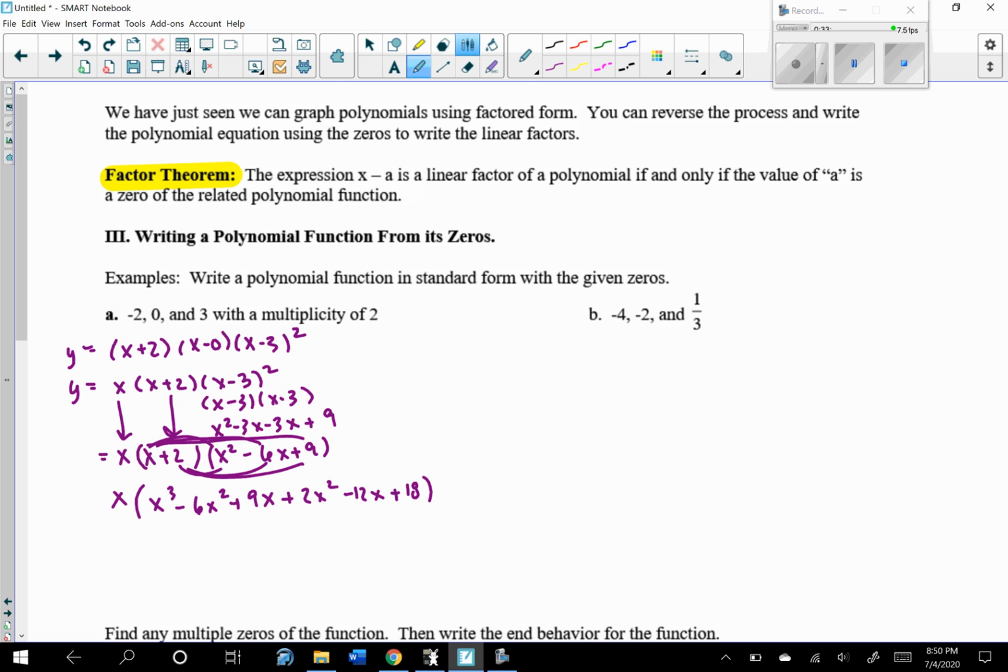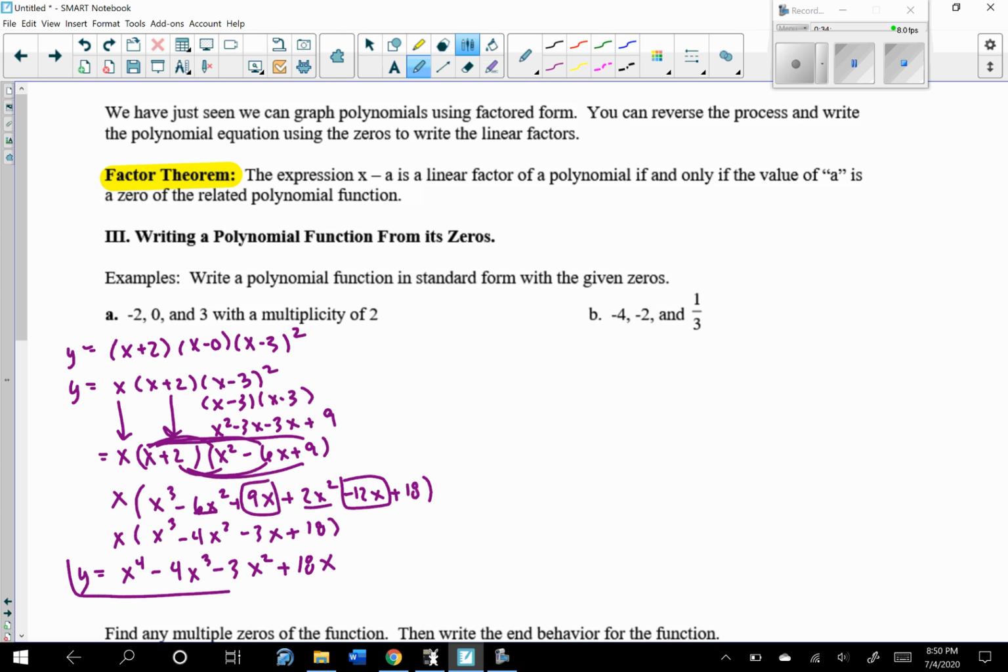So when we combine our like terms, we still have that x on the outside. This gives us x cubed minus 4x squared because we have our quadratic terms, and then our linear term here and here, so minus 3x plus 18, and then the last step would be to multiply by that x. So x times x cubed is x to the 4th minus 4x cubed minus 3x squared plus 18x. This would be the standard form of my equation given the zeros and the multiplicity that we had.